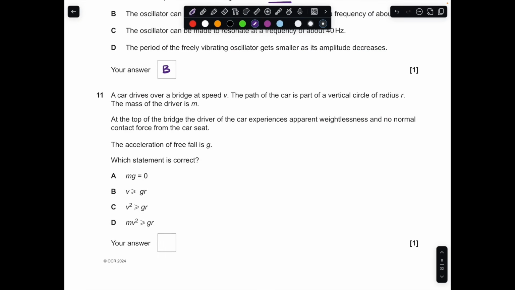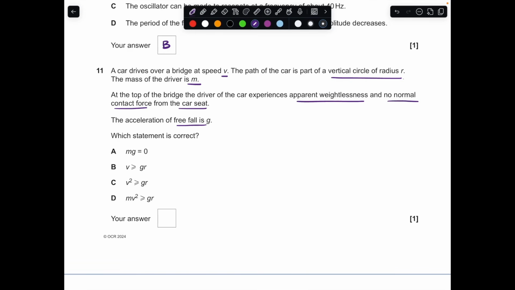Question number 11. A car drives over a bridge at a speed v. The path of the car is part of a vertical circle of radius r and the mass of the driver is m. At the top of the bridge, the driver of the car experiences apparent weightlessness and no normal contact force from the car seat. The acceleration of freefall is g. Which statement here is correct?